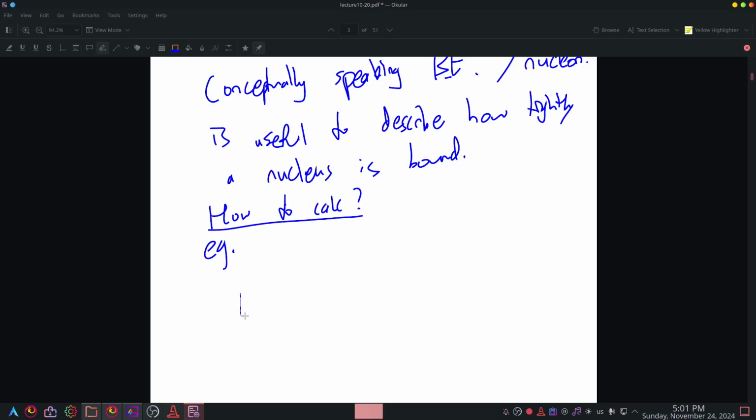You take this lithium-7, okay, you have 7 particles. This lithium-7 nucleus, how do you calculate this? How do you calculate the binding energy per nucleon?